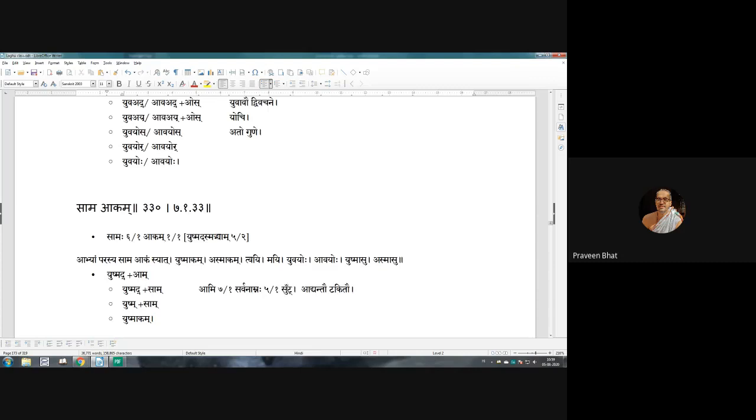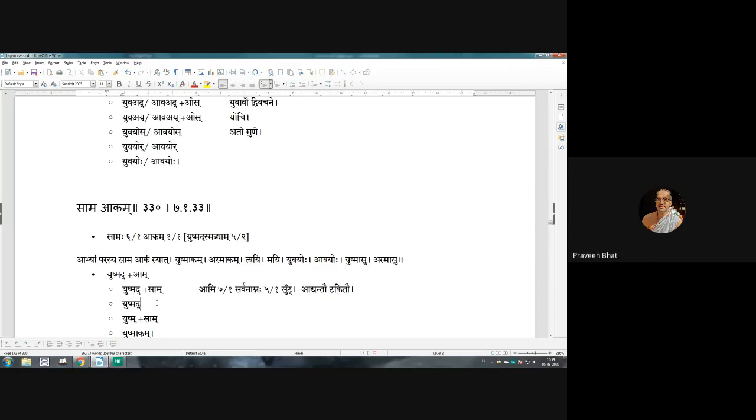So Upadesha Jimnasikrit Halantyam Tasya Lopaha will apply. Sakara is the content. Sakara will go before Aam. So you will get Sam. So Sam pratyaya is added. Now this sutra Sam Akam can apply. Yushmad plus Sam will become Yushmad plus Akam.